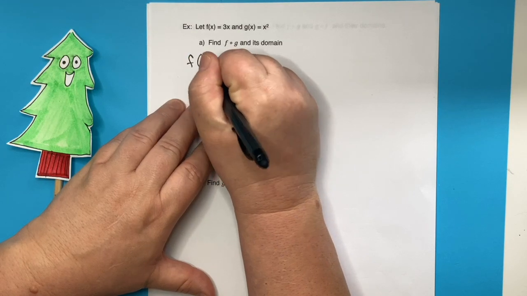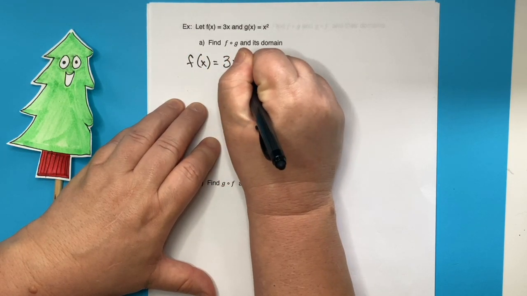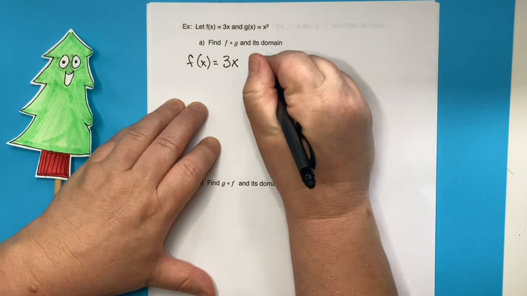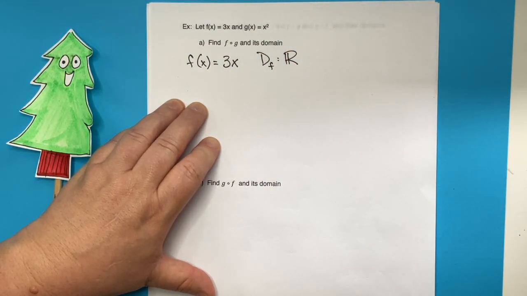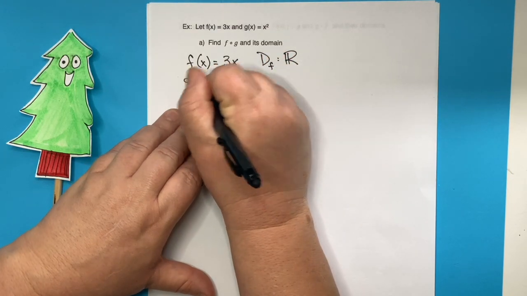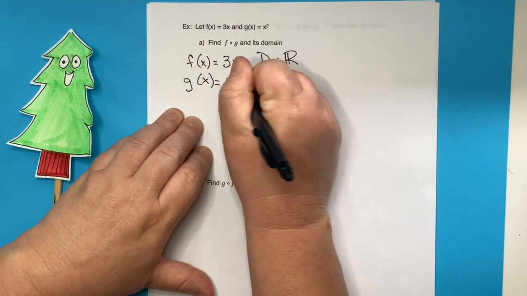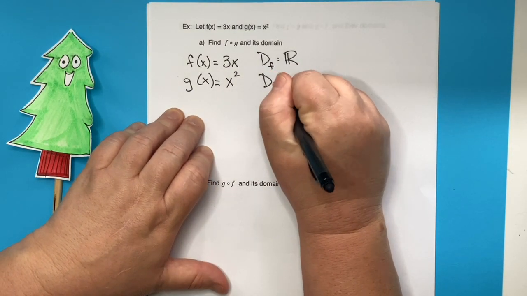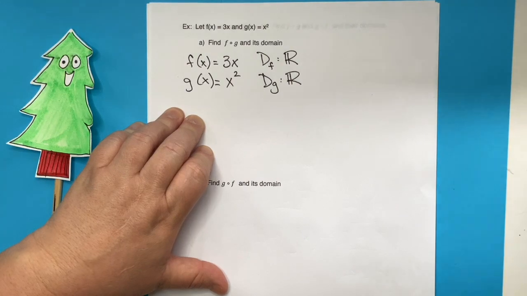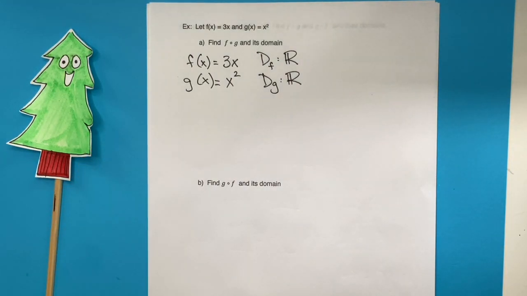Let's look at f of x, which is just 3 times whatever we give it. The domain here is all reals, because with 3 times a number we're not going to have much problem. It's not going to run into any big problems. g of x is x squared. A little bit more exciting, but same situation: the domain is all real numbers.